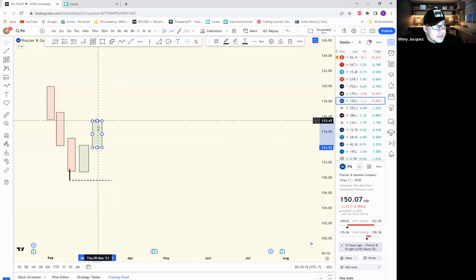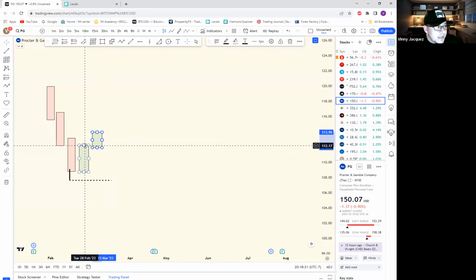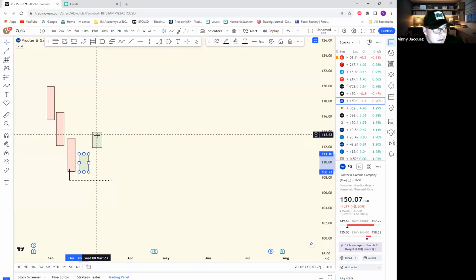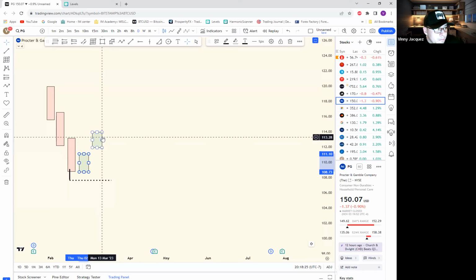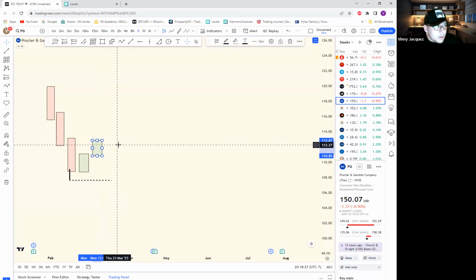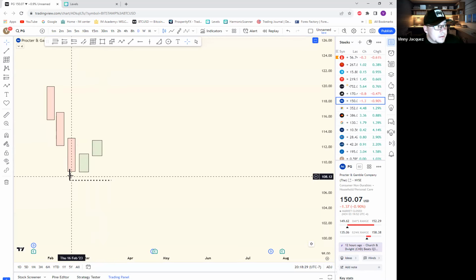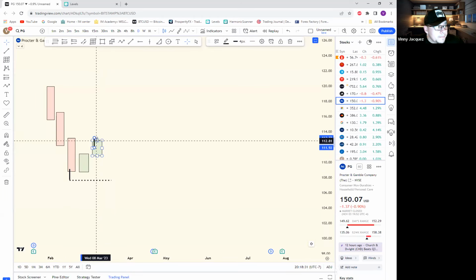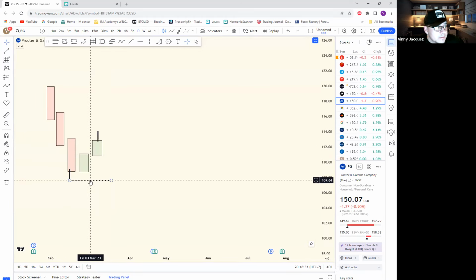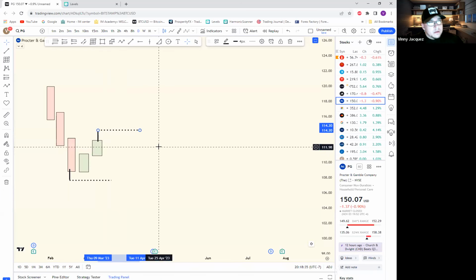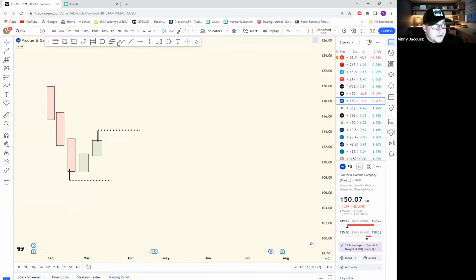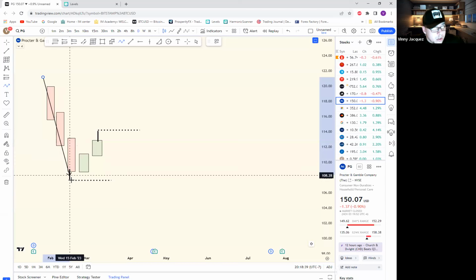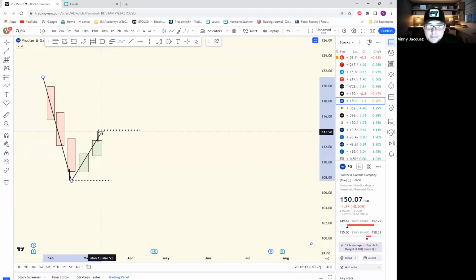Let's just make this a little smaller because I know you guys are like, that's a big demand, big supply. I feel you. Market pulls back, gives you a lower high. The indicator is going to help you identify this: lower low, lower high. Does that make sense, guys? Are we all good right now?